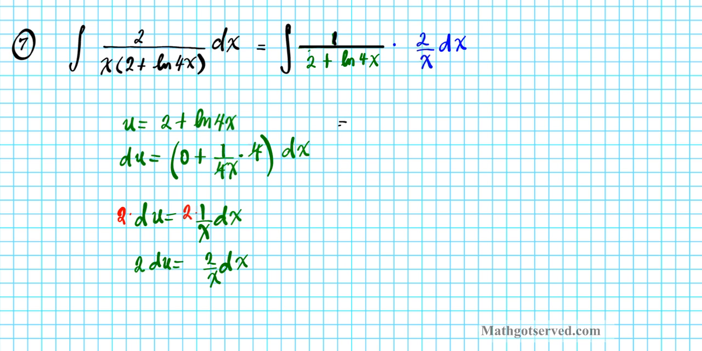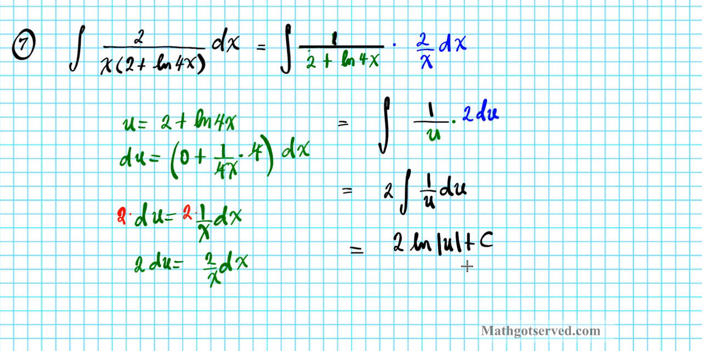Okay? So this integral now becomes the indefinite integral of 1 over u times 2 over x dx, which is 2 du. Alright, so we'll make our substitution. That becomes 2 du. Now we can factor out 2 before we apply our integration technique for ln. So we have 2 times the indefinite integral of 1 over u du, and that's going to become 2 times the natural logarithm of the absolute value of u plus c.